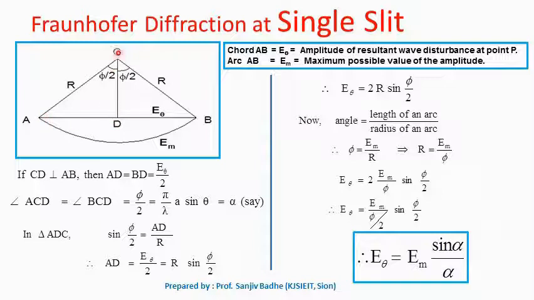Now let us consider this triangle ADC. In this triangle we can write sin phi by 2 equal to AD upon R. Therefore AD, which is nothing but E theta by 2, is equal to R sin phi by 2, and therefore we can get E theta to be equal to 2R sin phi by 2.